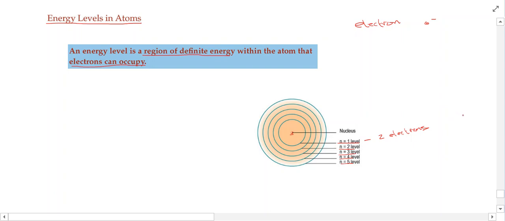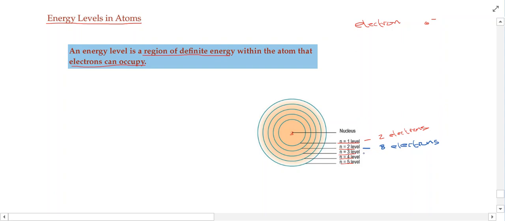When we start to move out, if we look at the next level, this is n is equal to 2, it can hold up to 8 electrons. So you have 2 electrons in the first shell, and then the second shell has a capacity to store up to 8 electrons.